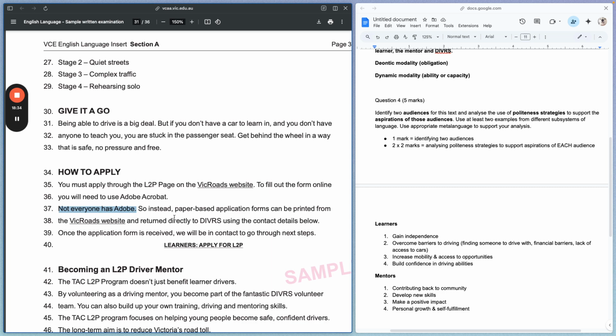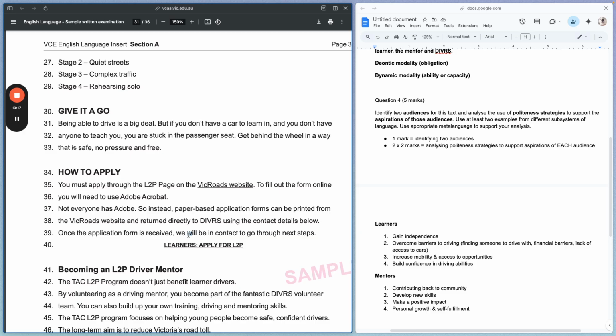Let's have a think. Once the application is received, let's think. Okay, so this is a passive or an agentless passive construction, right? Okay, so it uses a passive construction and it sort of de-emphasizes potential errors or delays in the process. So it creates a sense of detachment from potential mistakes and provides reassurance to those people. Saying something like, we will be in contact with the high modality verb, we will, it creates a sense of procedural certainty and reassurance towards the learners.